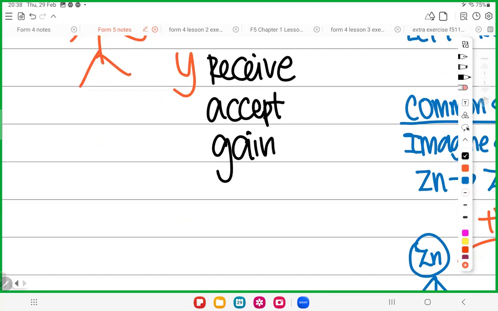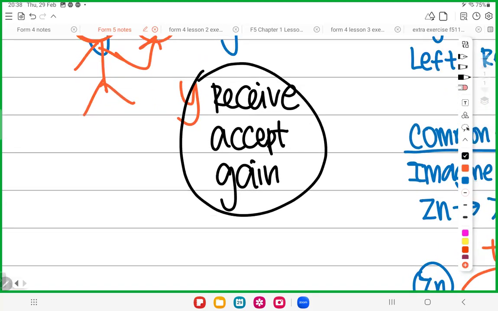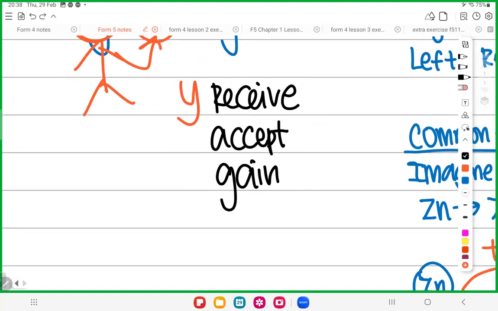Mr. Martin, which one is the best? No, the best. All are good. Which one is the best? The one that you understand is the best. Understand? If you understand receive, use receive lah. If you like gain, write gain. If you love accept, use accept. Use the one that you are happy with, or use the one that you understand. That is the best. Yeah. All right. That's what I told you.